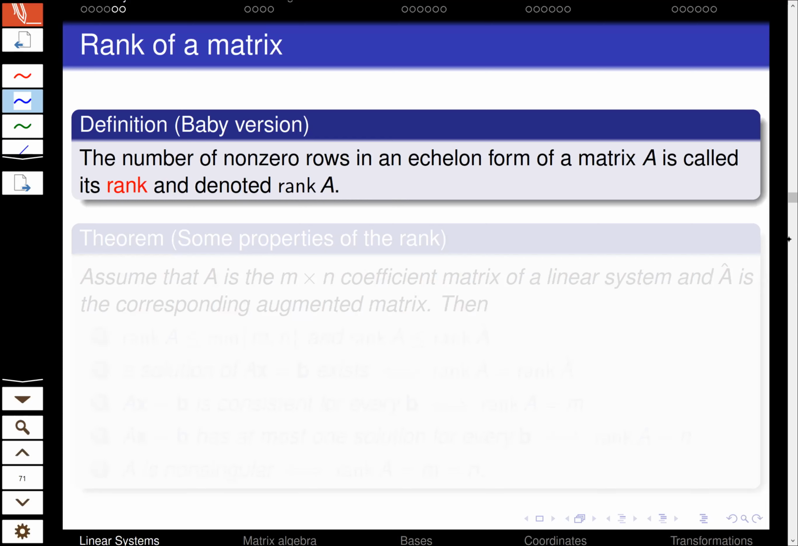What if rank A is N? What does this tell us?